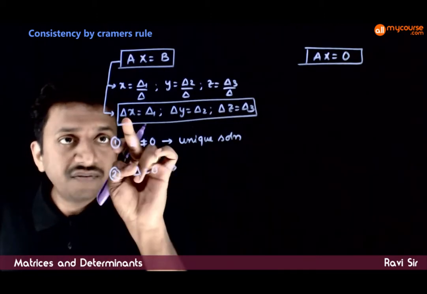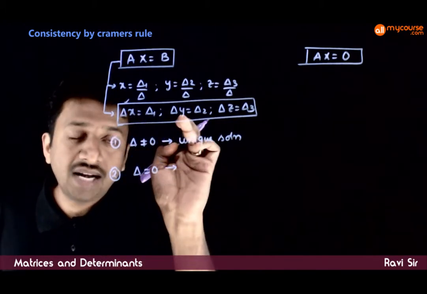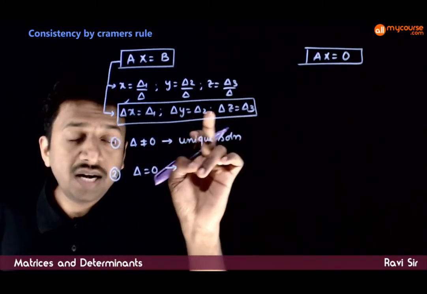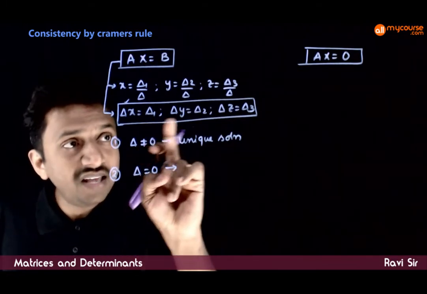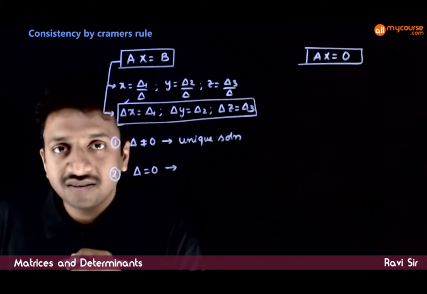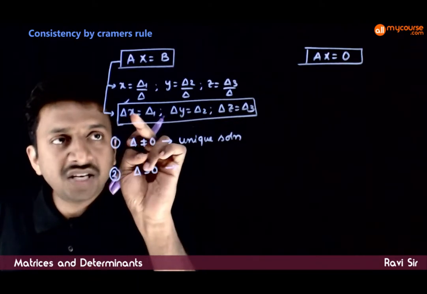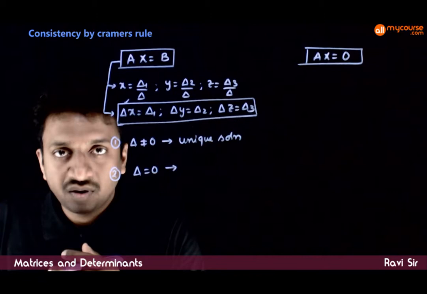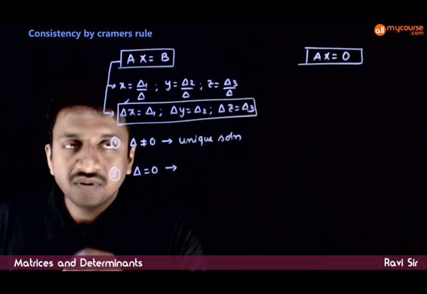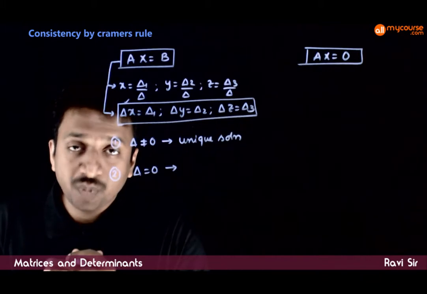what happens? If delta is equal to 0, take the second relation: delta times x = delta 1, delta times y = delta 2, delta times z = delta 3, with delta equal to 0. If any one of delta 1, delta 2, delta 3 is non-zero, then obviously x, y, z do not exist. Because if delta 1 is non-zero and delta is 0, 0 times which number will be equal to a non-zero number? For example, if delta 1 is equal to 2 and delta is equal to 0, then 0 times which x will give you 2? There is no x which is possible.